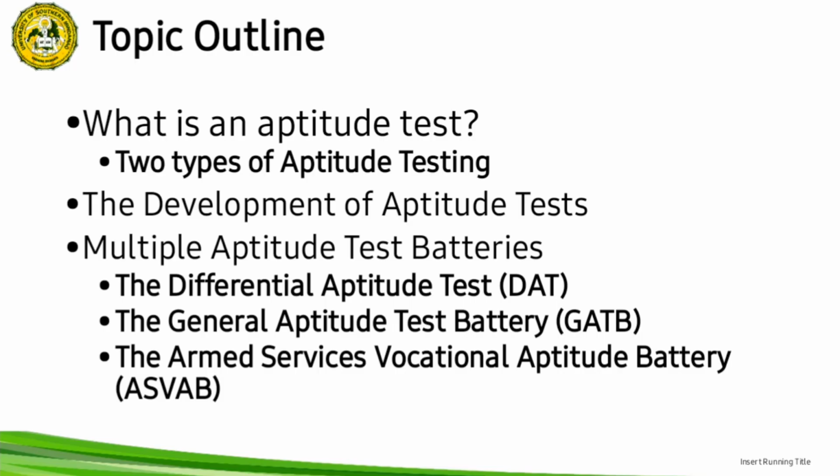Our topic outline: what is an aptitude test? The two types of aptitude testing, the development of aptitude tests, and multiple aptitude test batteries. Under this are the Differential Aptitude Tests or DAT, the General Aptitude Test Battery or GATB, and the Armed Services Vocational Aptitude Battery or the ASVAB.